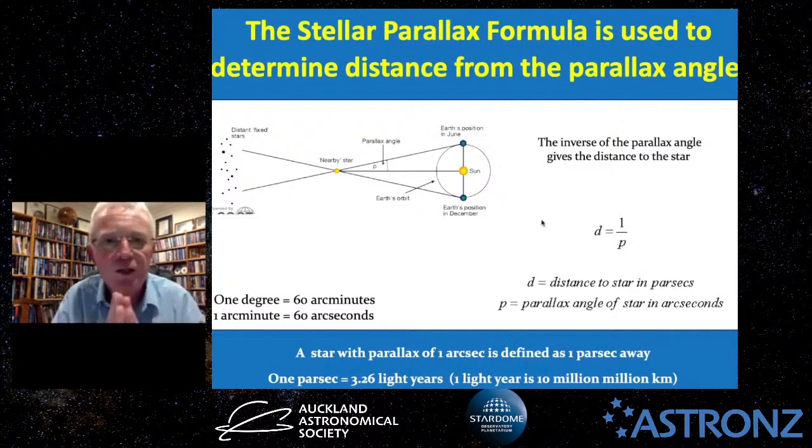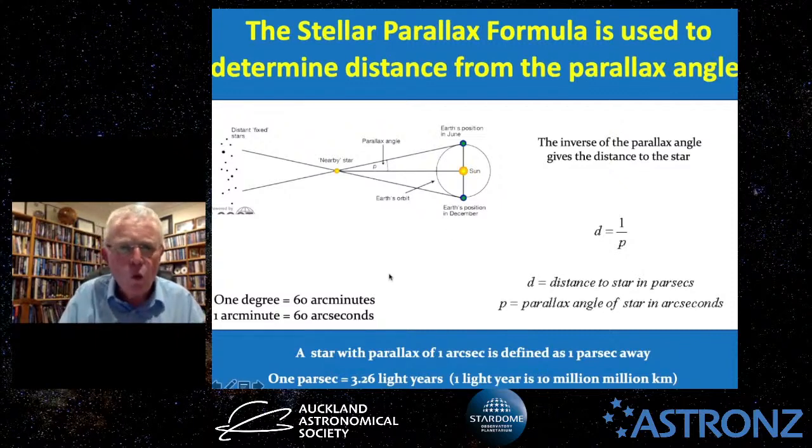The stellar parallax formula is used to determine the distance from the angle. And all it comes down to is the inverse of the parallax angle gives the distance to the star. The distance is always given in parsecs, and the angle is always, rather, in arc seconds.